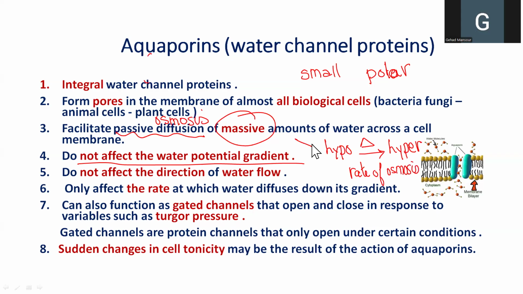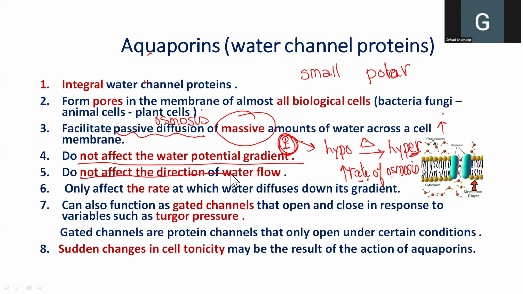We said before that if we apply pressure here, this one-way hydrostatic, mechanical pressure, it will increase the rate of osmosis. If we increase the osmolarity of the hypertonic solution, this will also increase the rate of osmosis. These are two means of increasing the rate of osmosis we have talked about before, but we can also increase the rate of osmosis by having aquaporins in the cell membrane. So they will not change the gradient, but they will change the rate of osmosis.